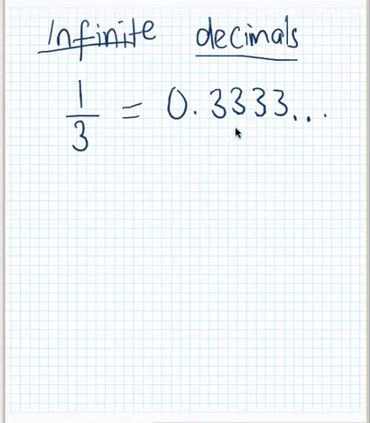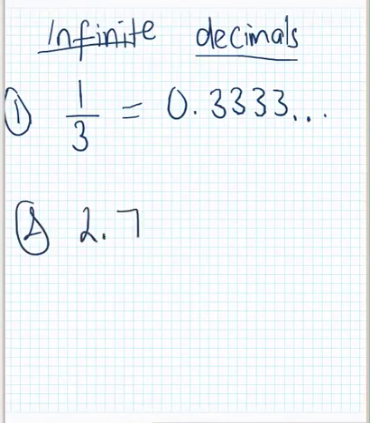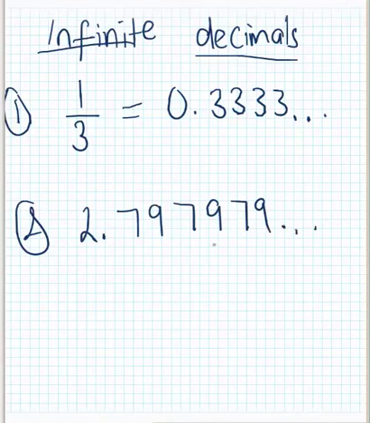Now with some decimals, there's a pattern that we can find. For example, with a third, what is the number that's repeating itself? We can see it's a 3. 3 keeps repeating itself, and so there's a pattern. If I gave you another example, so example 2, if I have 2.7979, and I'll do my 3 little dots here saying this is going on forever and ever, what's my pattern here? Well, I can see my pattern is 7, 9, 7, 9.